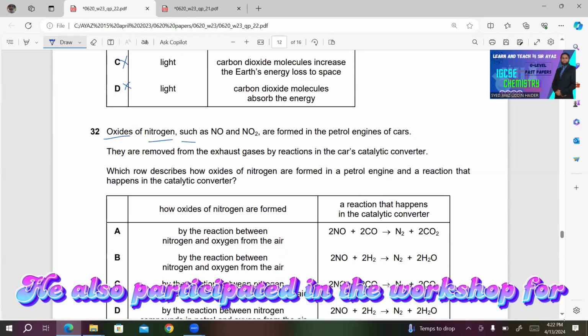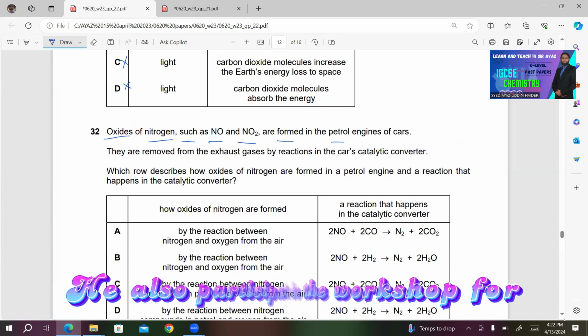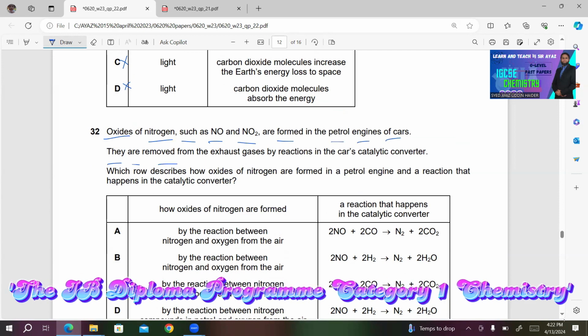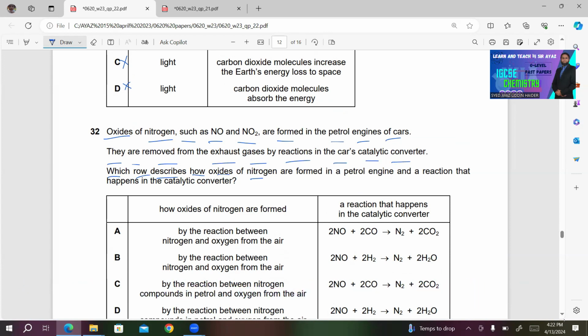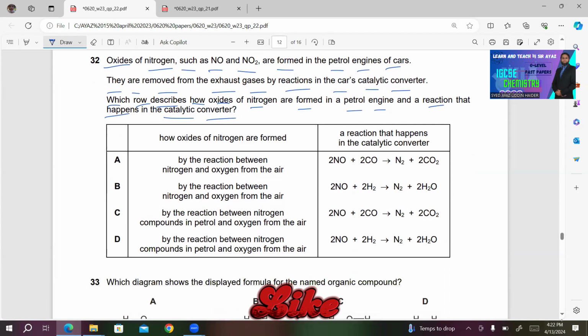Oxides of nitrogen such as NO and NO2 are formed in the petrol engines of cars. They are removed from the exhaust gases by reactions in the car's catalytic converter. Which row describes how oxides of nitrogen are formed in a petrol engine and a reaction that happens in the catalytic converter? How are oxides formed? First of all, you see this. By the reaction between nitrogen and oxygen from the air, yes, either A is correct or B is correct.